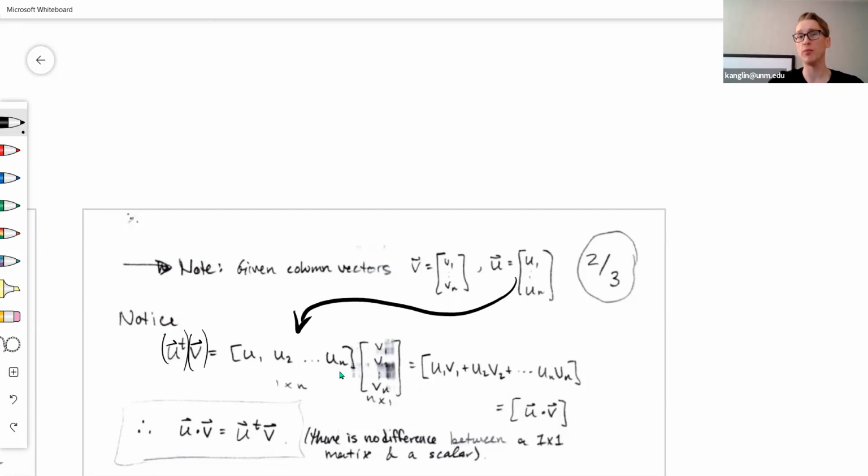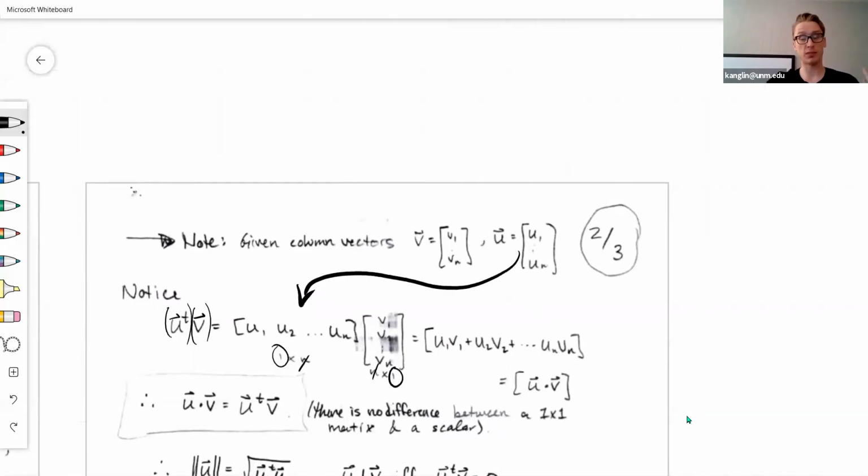And now notice what happens when we multiply 1 by n, that's how big this U row vector was, by n by 1, how big the V vector was. The inner dimensions do match, so we can multiply. And when we do, the result should be 1 by 1. And look what happens if we actually do this. When you do this sort of process, you're actually just laying this V vector over the U vector, multiplying component-wise and adding the results. Exactly, we're taking a dot product.